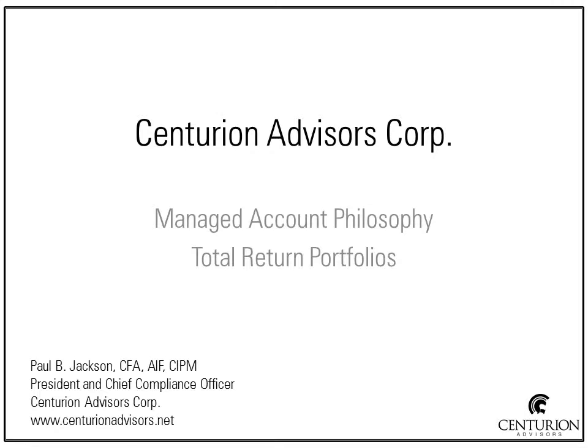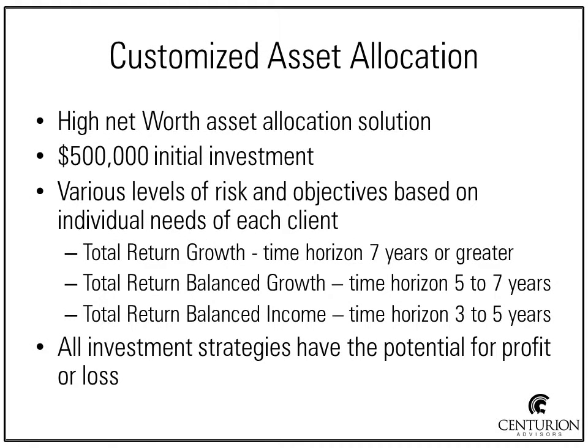This is a short introduction video which explains how our total return portfolios are constructed. Our total return portfolios are the highest level of customization we offer for the asset allocation needs of high net worth and institutional type investors. Since we are using more individual stocks and individual bonds in the overall allocation rather than funds and ETFs, the initial account minimum is $500,000.